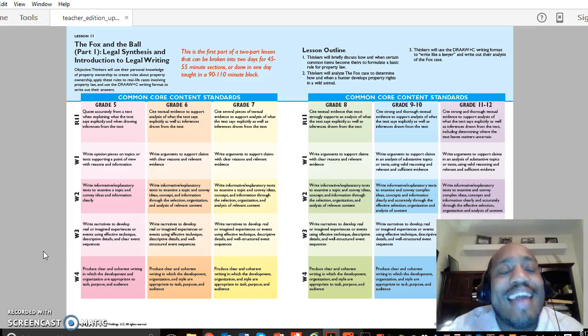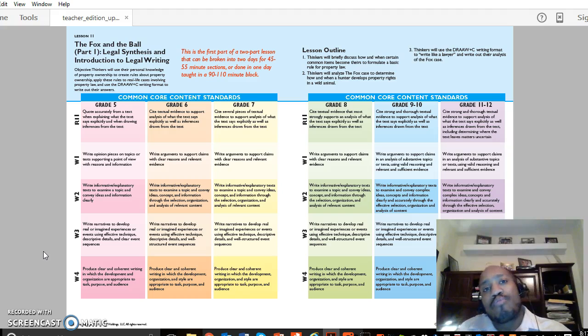Welcome to Lesson 11, The Fox and the Ball, Part 1. This is another one of those two-part lesson series that you could break into two parts if you're doing a shorter period, or if you have a longer block of time where you're dealing with thinkers, you can combine lessons 11 and 12 into one full lesson.